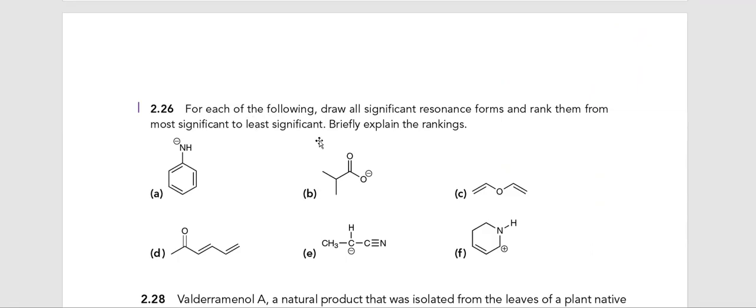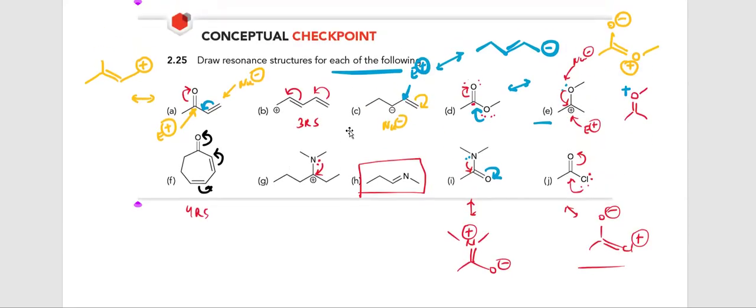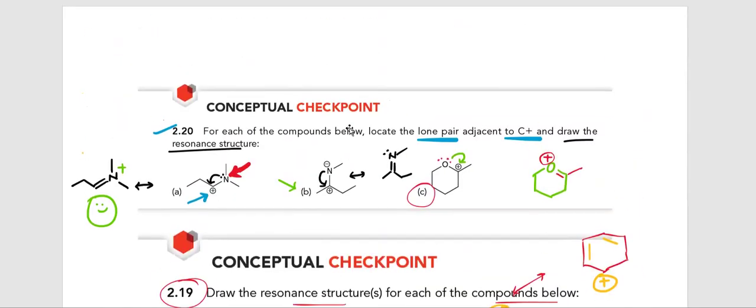For each of the following, draw all significant resonance forms and rank them from most significant to the least significant. Briefly explain the rankings. So in part 1, we have a negative charge here. So we will cover the other part in another video. So till now, these 3 we are done.